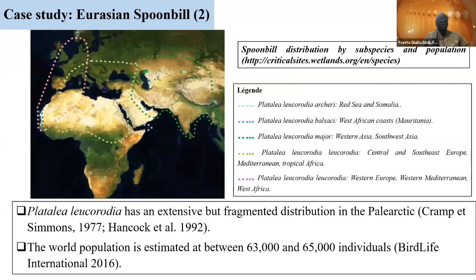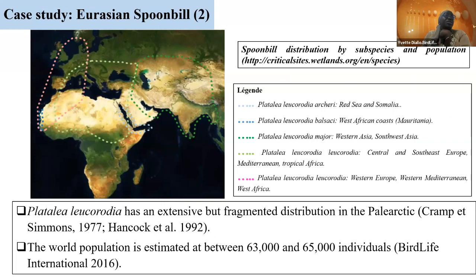We have the case study. In this map, you have the distribution by subspecies and population. Platalea leucorodia has an extensive but fragmented distribution in the Palearctic. The world population is estimated at between 63,000 and 65,000 individuals.